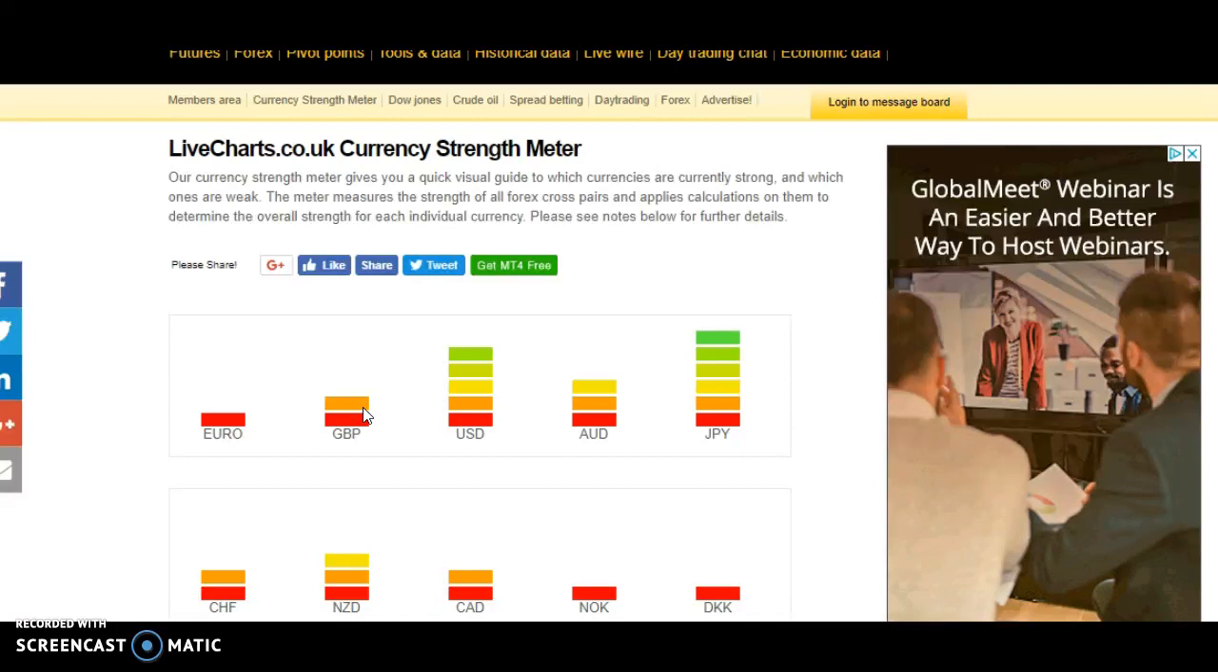But the major thing is that the Great British pound is weak, and my technical analysis has actually represented that. This is actually the fundamental analysis. I'm adding the fundamental analysis and the technical analysis to give you a proper explanation of the trades. Okay, and this is actually the live chart. Now you can see what's happening right now. The Great British pound is weak.